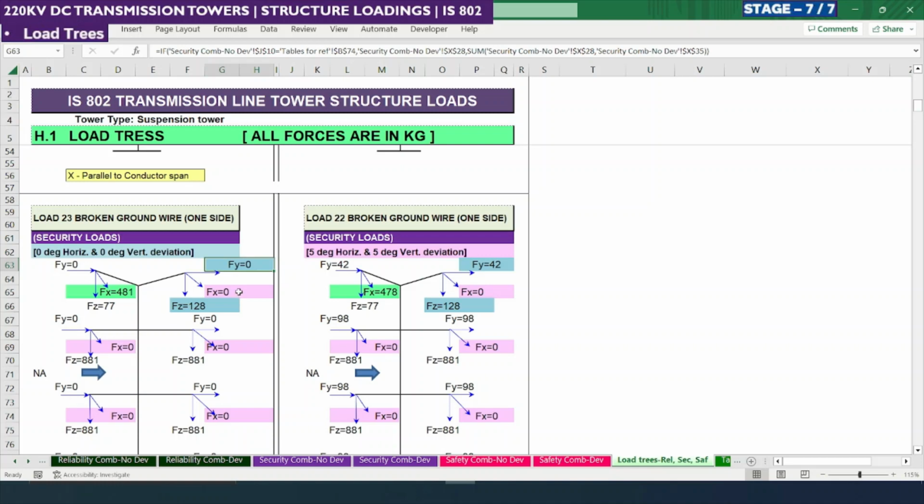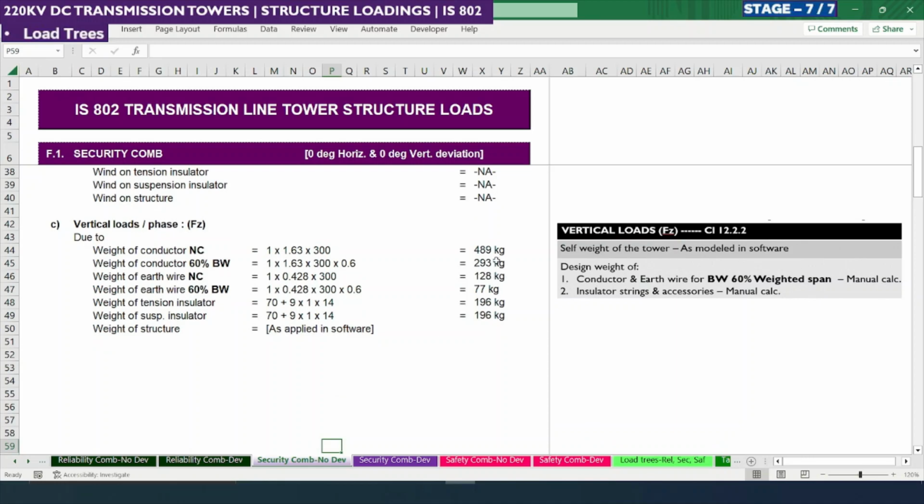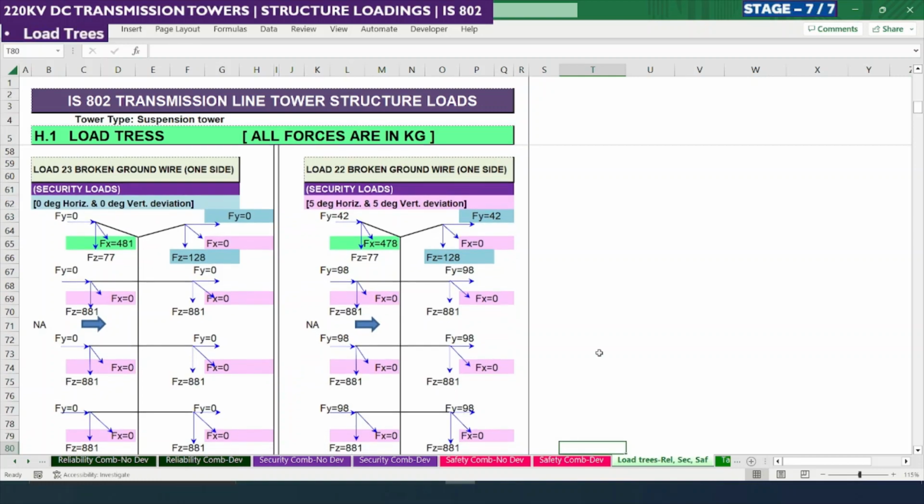So in this case, the transverse load we need to consider for full wind in case of a tension tower and a dead end tower. But for suspension tower, there are no wind forces to be considered, it is 0. But this weight, we need to consider the full weight. So this earth wire weight, we need to consider 128 kg. This is what is considered in the other side where there is no broken ground wire. So 128 kg. Other than that, there is no change compared to load case 21 and 20.